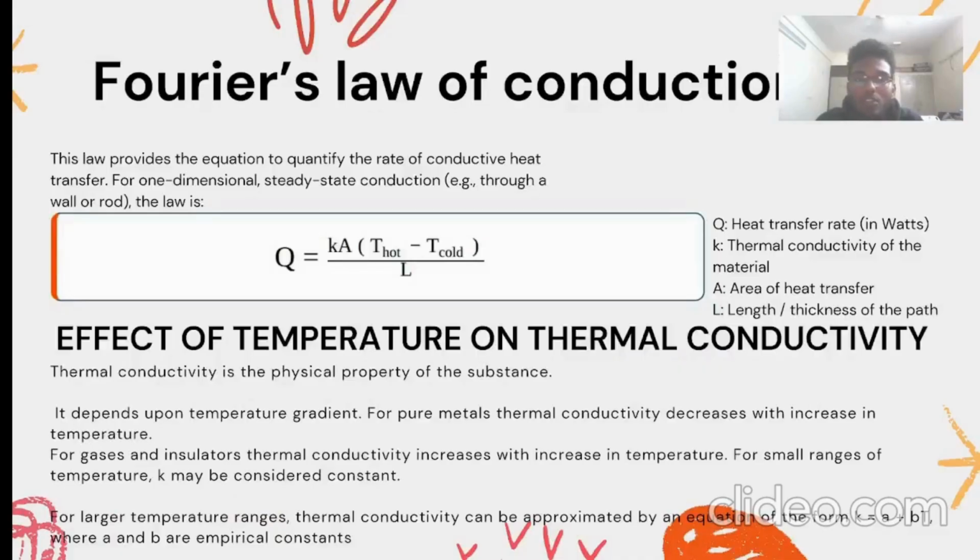So this is Fourier's law of conduction, which governs the rate of heat transfer through an object. So we have Q equal to K A (T hot minus T cold) divided by L. What is K here? K is basically the thermal conductivity of the material. So it depends on the material. Different materials have different characteristics of K with respect to temperature. For example, in the case of metals, conductivity decreases with increase in temperature, and for gases and fluids this increases. Okay, so this is Fourier's law of conduction.